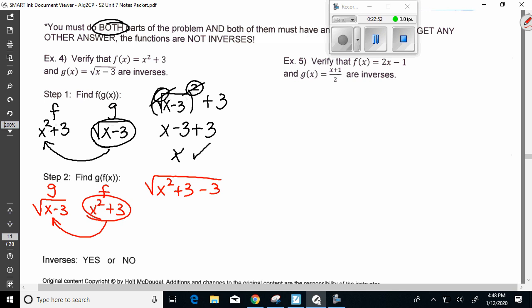Again, we have some simplifying. 3 minus 3 is 0, so that gives you the square root of x squared. And the square root of x squared is x. Boom, checks out. Since both answers were x, the answer is yes.